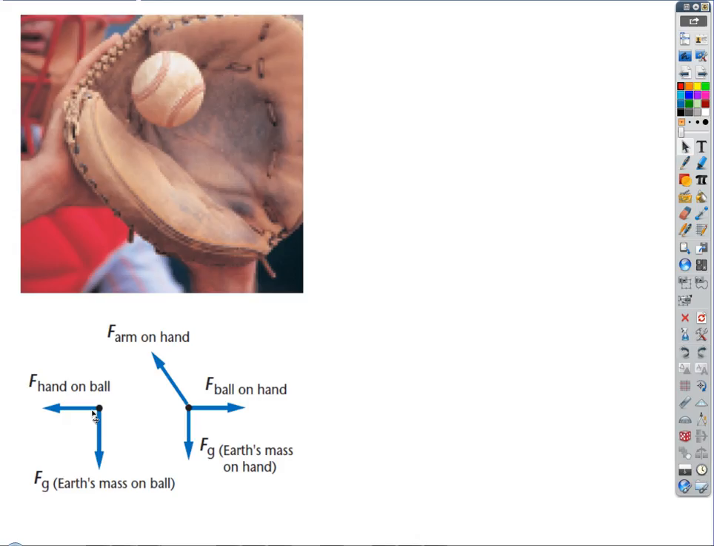Of all those forces described there, which constitute an action-reaction pair? The hand on the ball, yeah. Of the 5 forces there, the only 2 that are part of an action-reaction pair are going to be these 2, right? This force and that force. They meet all the criteria. Hand on ball, ball on hand. Equal magnitude, opposite direction, right? Does that make sense? Everything else is external, right? Okay.